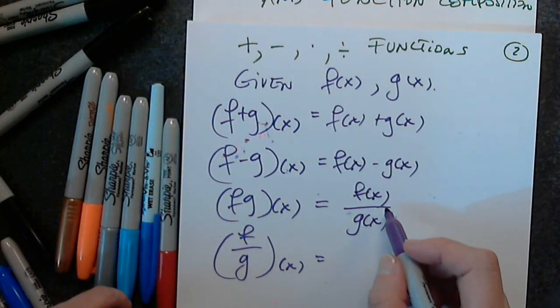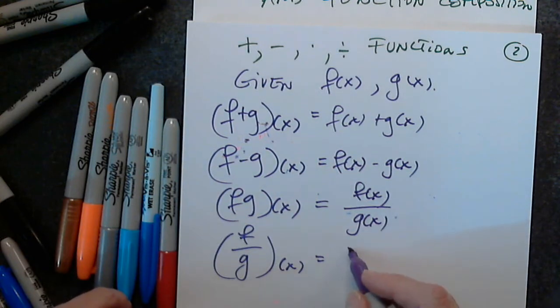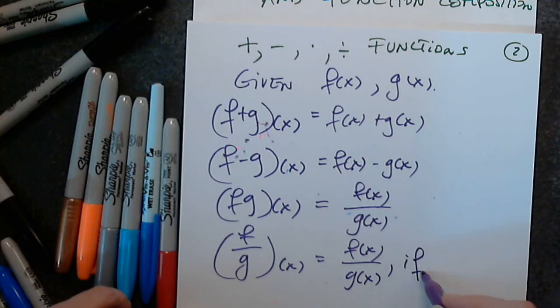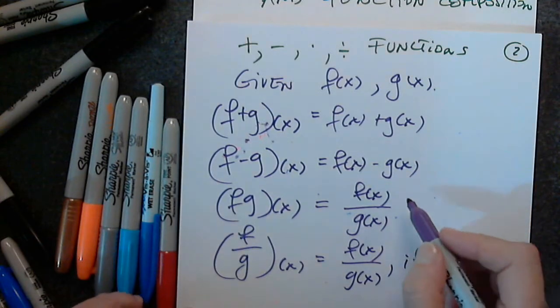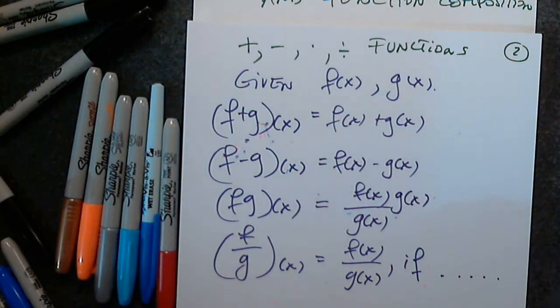I didn't mean that. This is this. I jumped ahead. I'm going to erase it. Of course, this is f of x times g of x. It has nothing to do with the ratio.